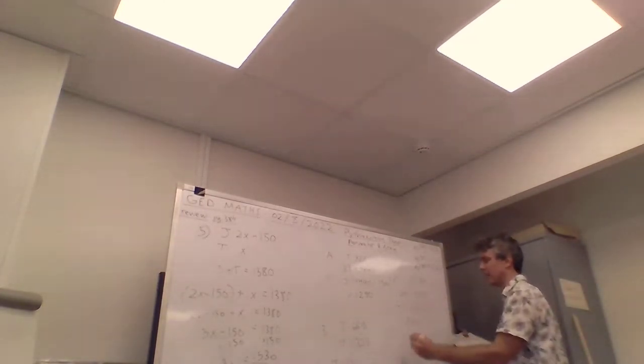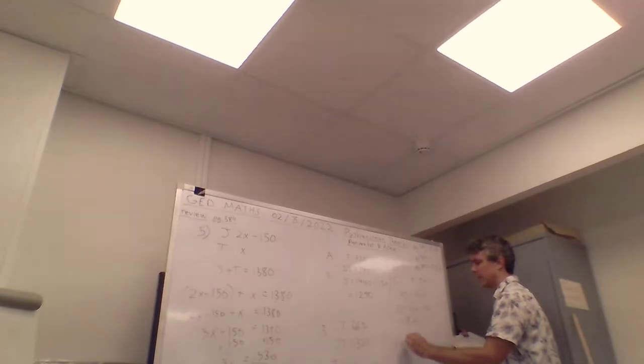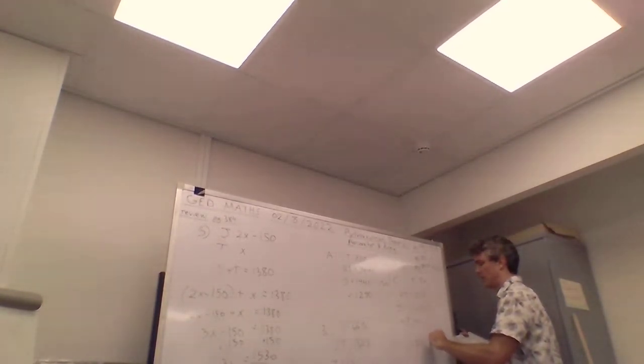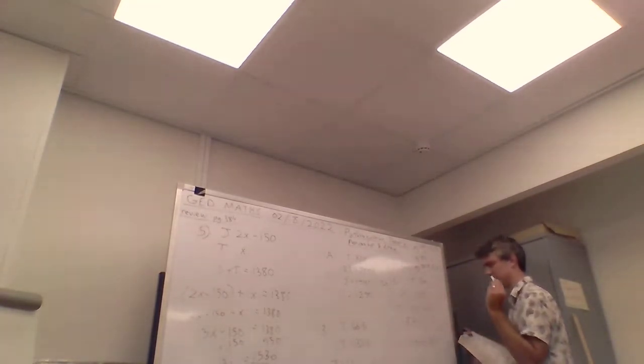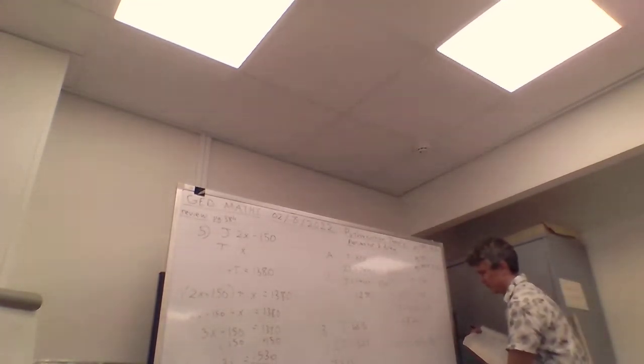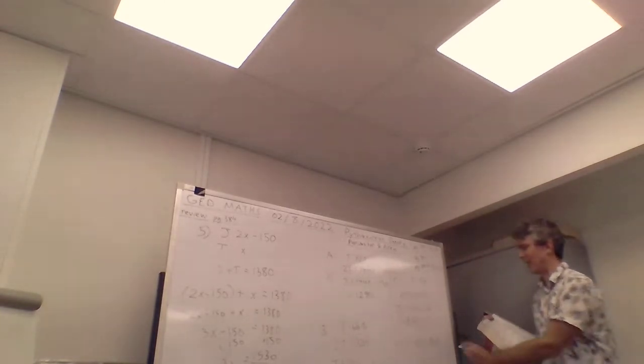870. You can do it on a calculator, you can do it long if you want. 870. So then we add these. Tom plus Jan equals 870 plus 510. And that equals 1380. Correct. So it's C. And if that was wrong, then I'd know it was D. Right? I don't have to do the calculation.